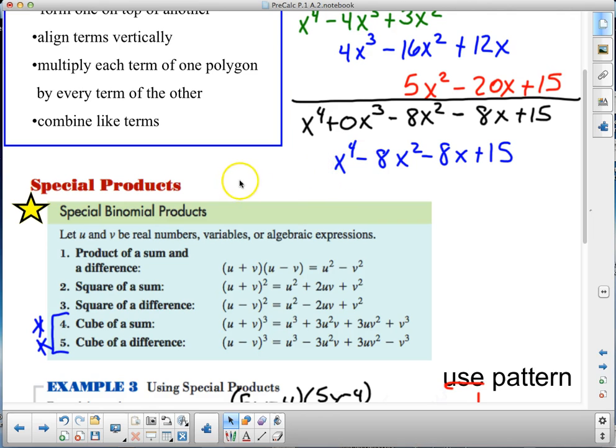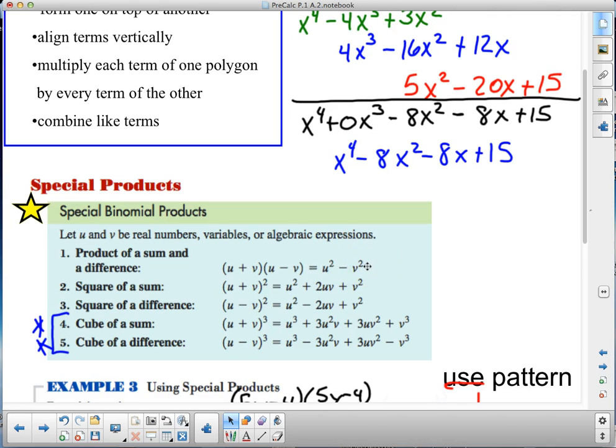Special products, special binomial products. Let u and v be real numbers, variables, or algebraic expressions. Product of a sum and a difference. Well, you've done this. You've got a sum and a difference. This is u plus v and u minus v. u and v are the same values, and this is the sum. This is the difference. Product of the sum and difference: u squared minus v squared.